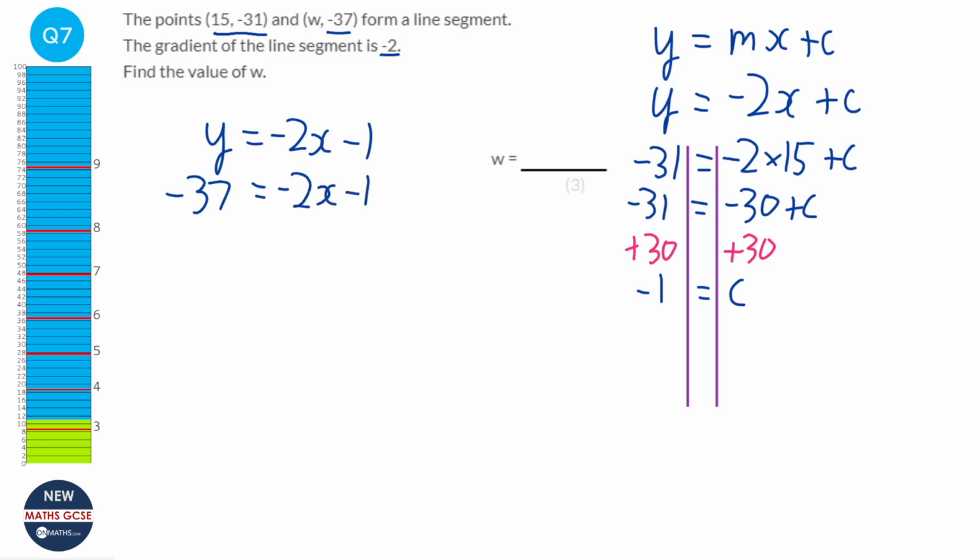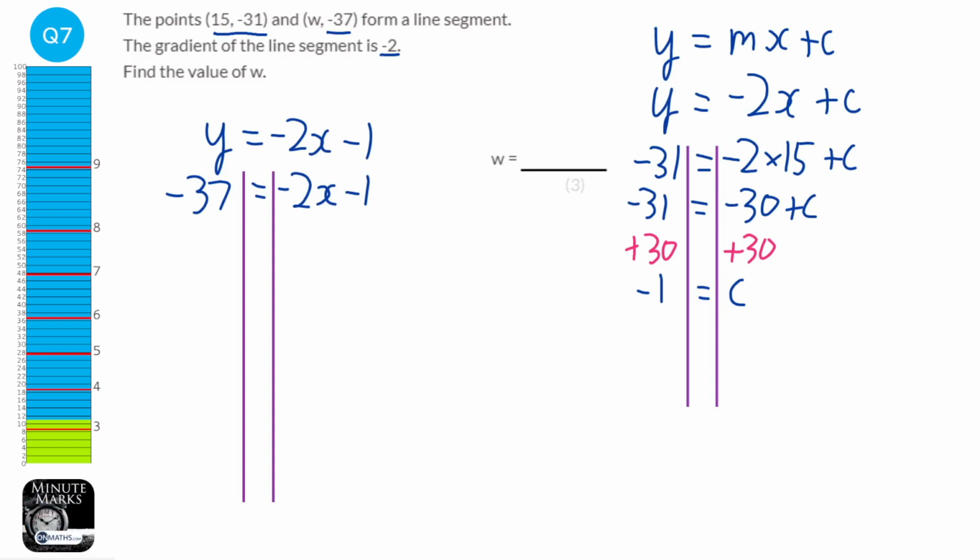So let's get our solving lines in. Okay, so the first thing I'm going to do is add 1 to both sides. And so it would be minus 36 equals minus 2x. I'm going to now times, or divide everything by minus 2.